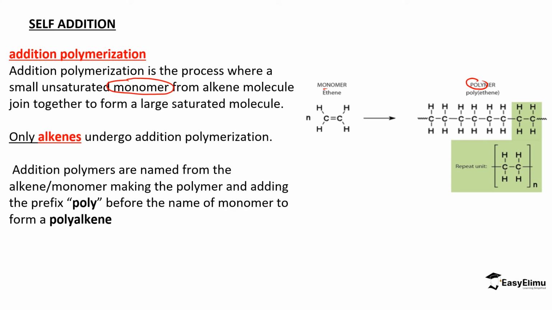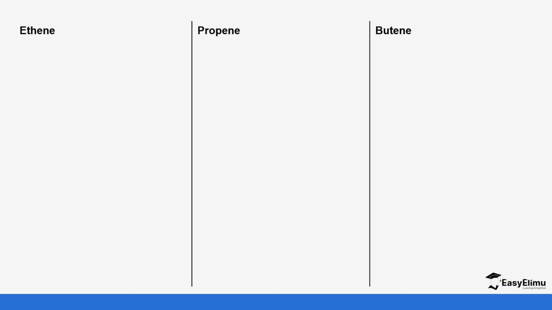Addition polymers are named from the alkene or monomer making the polymer, adding a prefix poly before the name of the monomer. So if you have ethene, it's polyethene. If it's butene, it's polybutene. If it's propene, polypropene. You just add a poly before the alkene name to form the polymer.